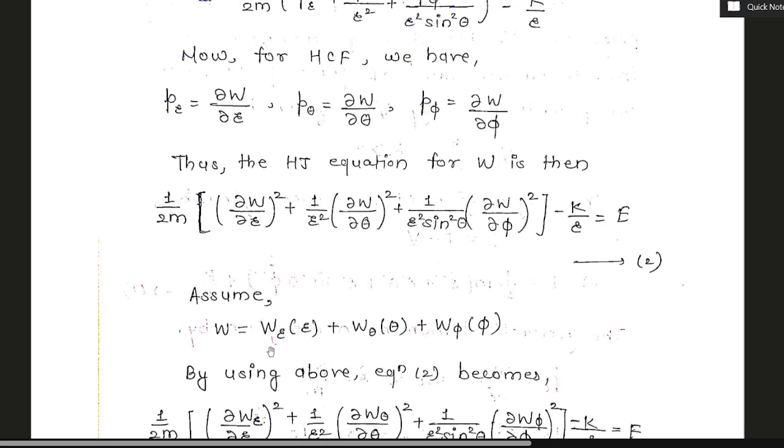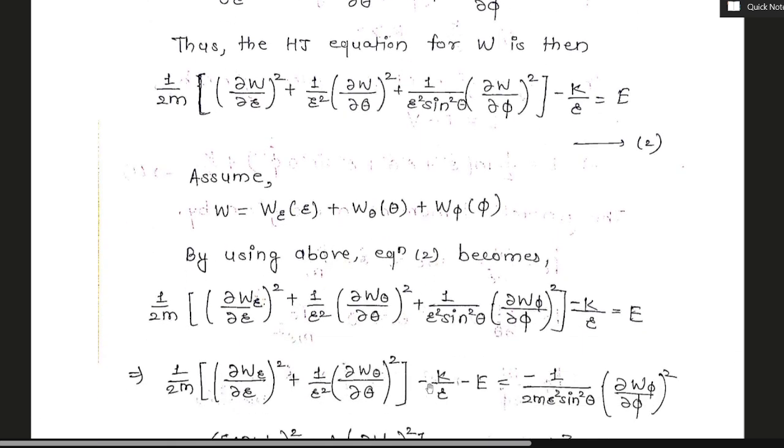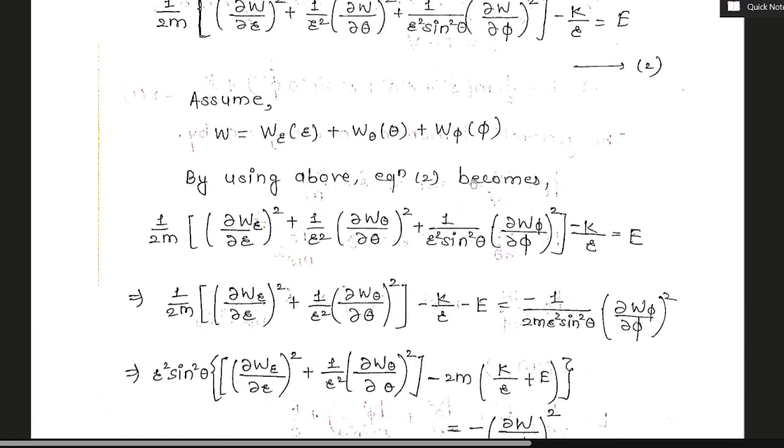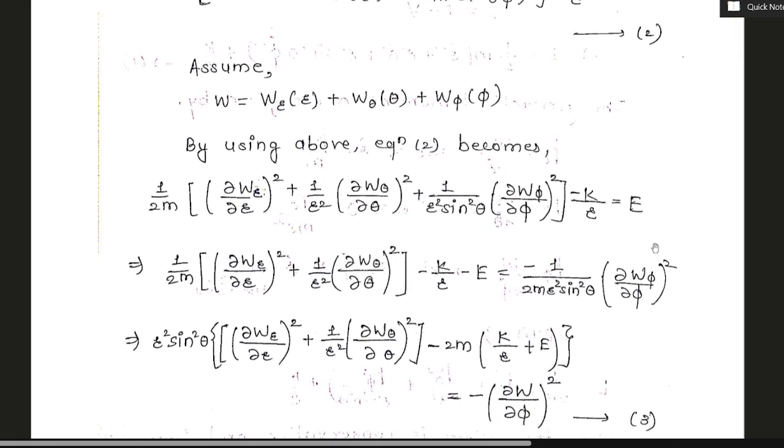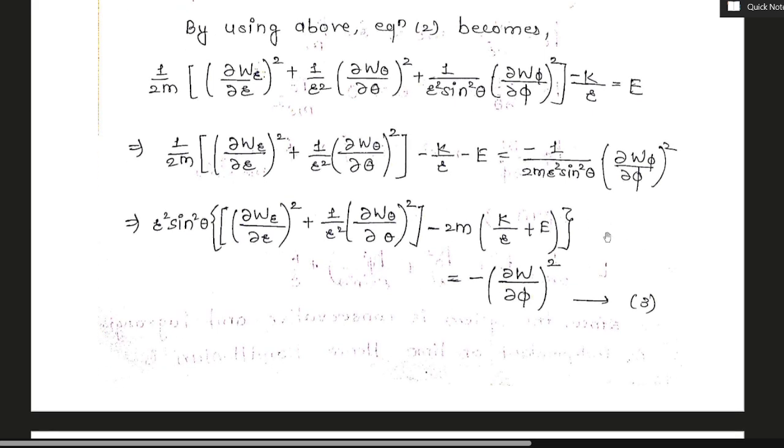Assume W equals W_r(r) plus W_theta(theta) plus W_phi(phi), and by using this, equation 2 becomes 1 by 2m in brackets (del W_r by del r)^2 plus 1 by r^2 (del W_theta by del theta)^2 plus 1 by r^2 sin^2 theta (del W_phi by del phi)^2 minus k by r equals the total energy E. Now by solving this equation, you will get equation number 3.